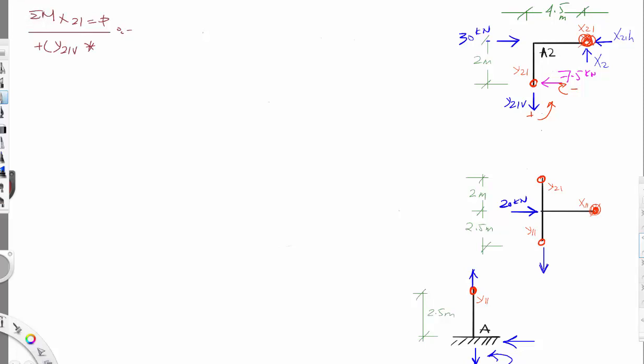So y21 multiplied by this distance, which is 4.5 meters, and then we have this one multiplied by this distance, which is minus 7.5 kilonewton multiplied by 2 meters, is equal to 0. So straightforward, this will have only one unknown, so y21 vertical is equal to 7.5 multiplied by 2 divided by 4.5, which is equal to 3.34 kilonewton.